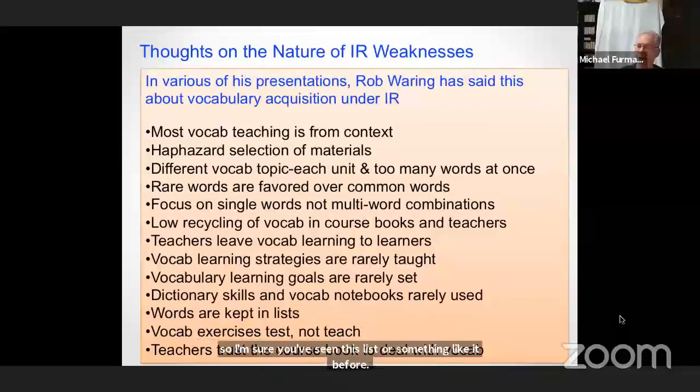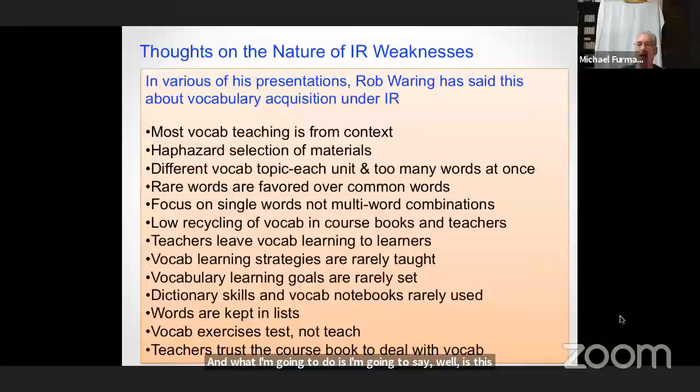And what I'm going to do is ask whether this really applies to today's situation, because when Rob made this list, he made it maybe 10 or 15 years ago. I know he's updated it.